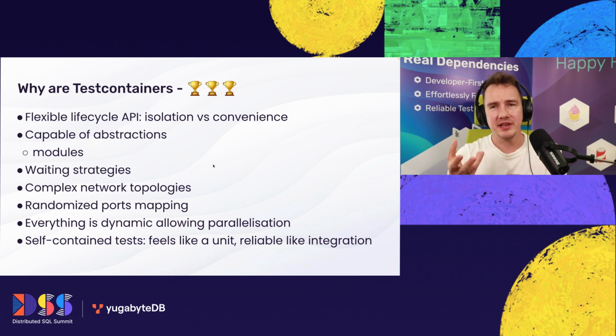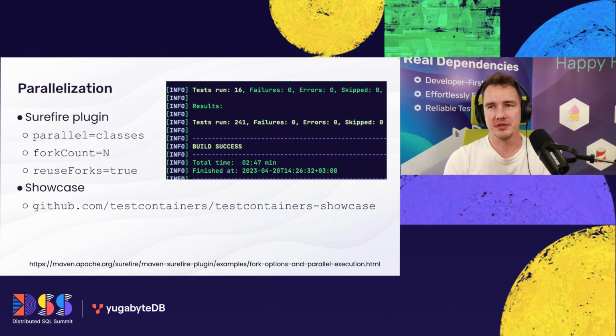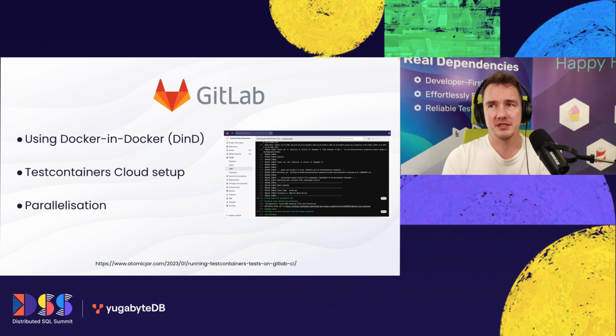Testcontainers are really great. The flexible API allows you to create any complex topologies, and we put really extra care into following the best practices for running your tests. Everything is dynamic. There is parallelization that you can do. The tests are self-contained, and it's really nice to work with. If you want to read about parallelization, there are projects that you can try. There are also blog posts on the AtomicJar blog about how we run it on different CI environments, for example, GitLab, how to run Docker in Docker, and so on, and what benefits the Testcontainers Cloud setup brings.